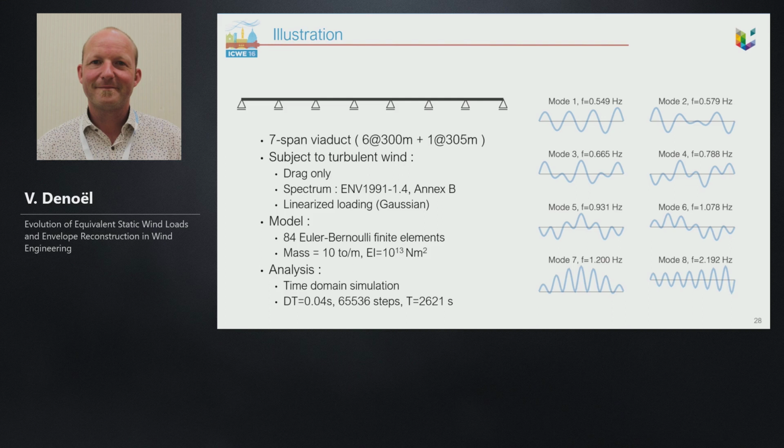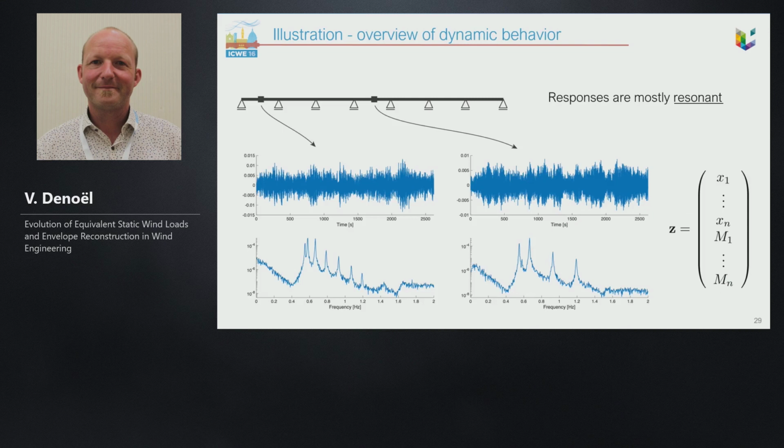And the analysis was carried out in a time domain simulation just to try to mimic what we could do in a wind tunnel. So it means that I generated a sample of the wind field, so the wind pressure, and then I did the time domain analysis of the structure, computed the displacement at midspan over here, for instance, at midspan over there, for instance, and this is the result that I would like to reconstruct with equivalent static forces. So what we could observe, if you look at the power spectral densities of those displacements, is that the response, this is a log scale, pay attention, is mostly resonant.